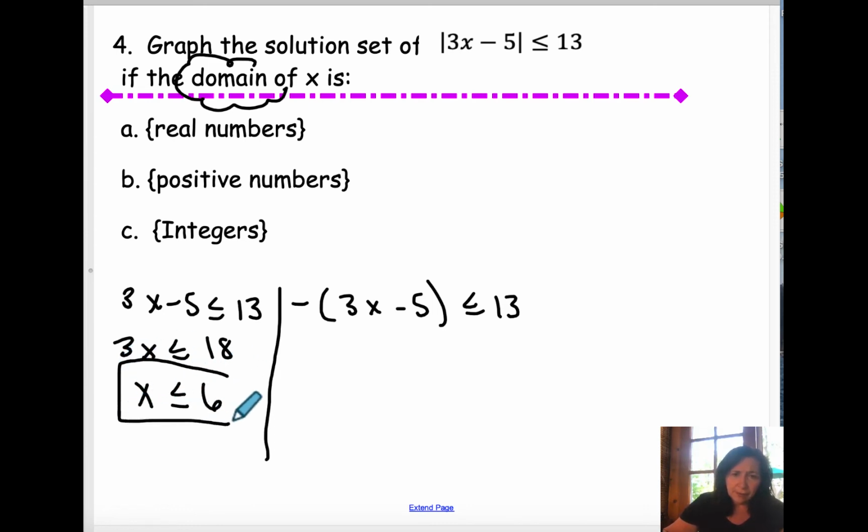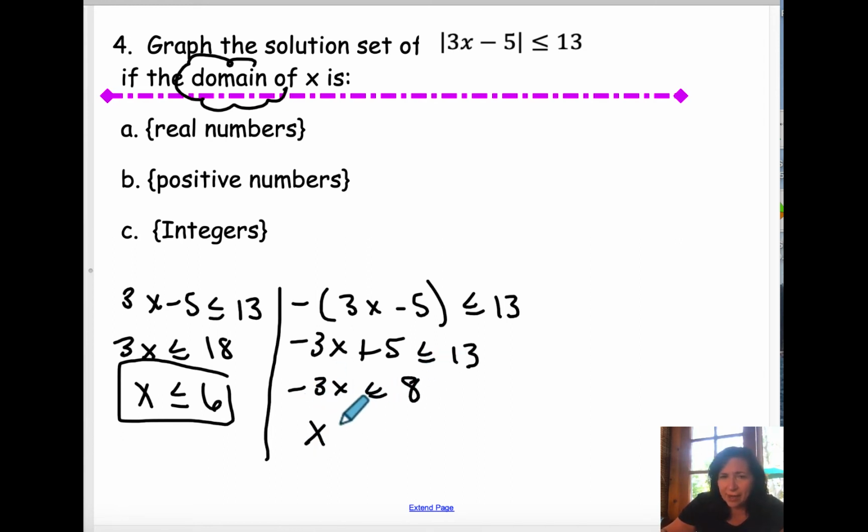There's one answer. Now this one is saying negative 3x, you have to distribute that negative sign, plus 5 is less than or equal to 13. I'm going to subtract 5. So I get negative 3x is less than or equal to subtracting 5, what is that, 8. So I get 8. And then dividing by negative 3, I get x is now greater than or equal to negative 8 over 3.